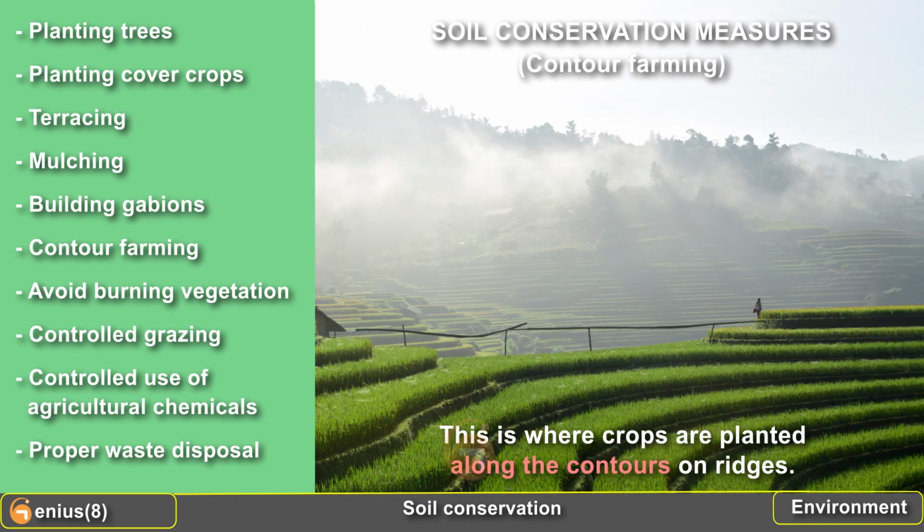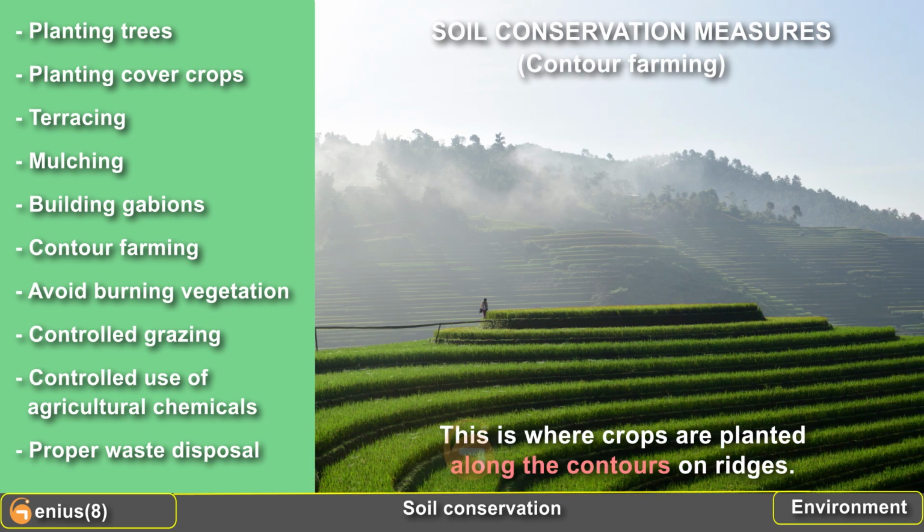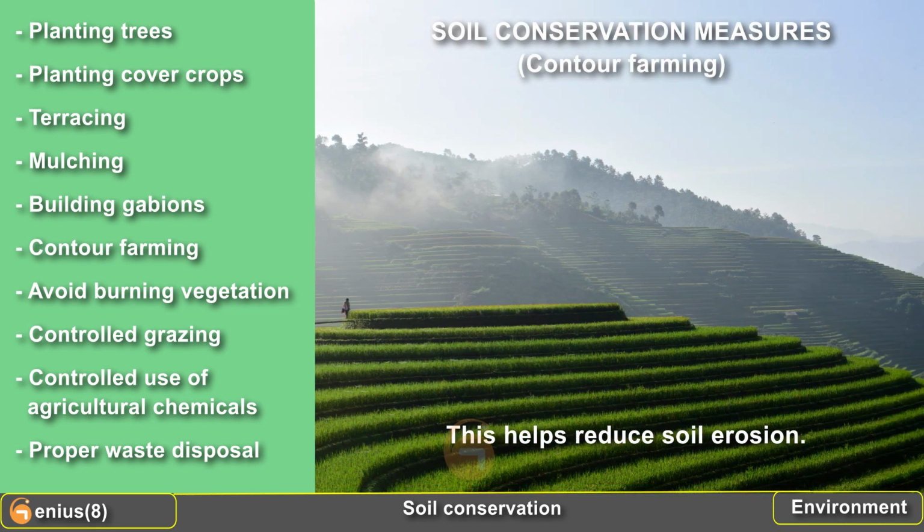Contour farming. This is where crops are planted along the contours on ridges. This helps reduce soil erosion.